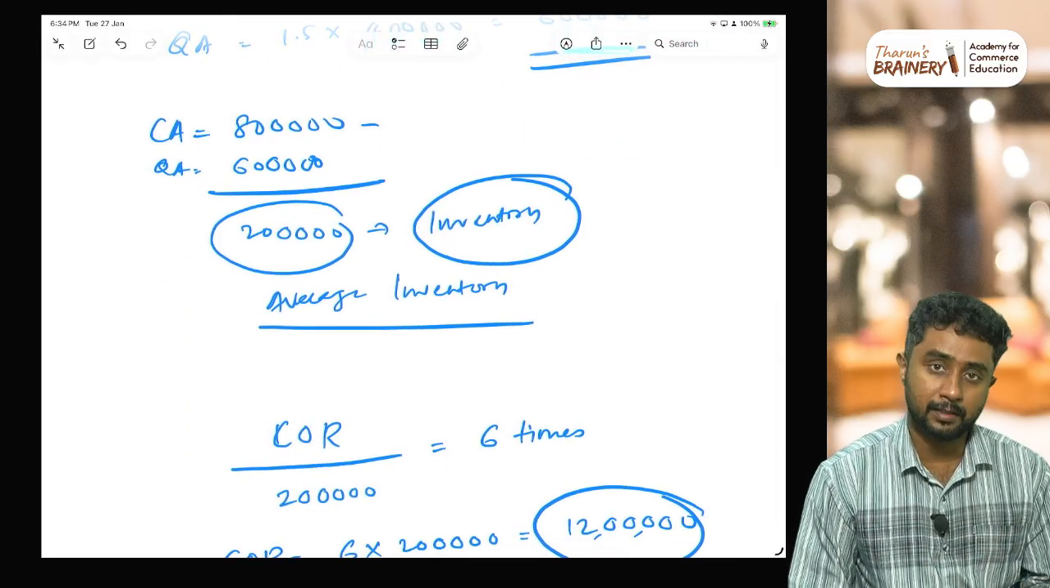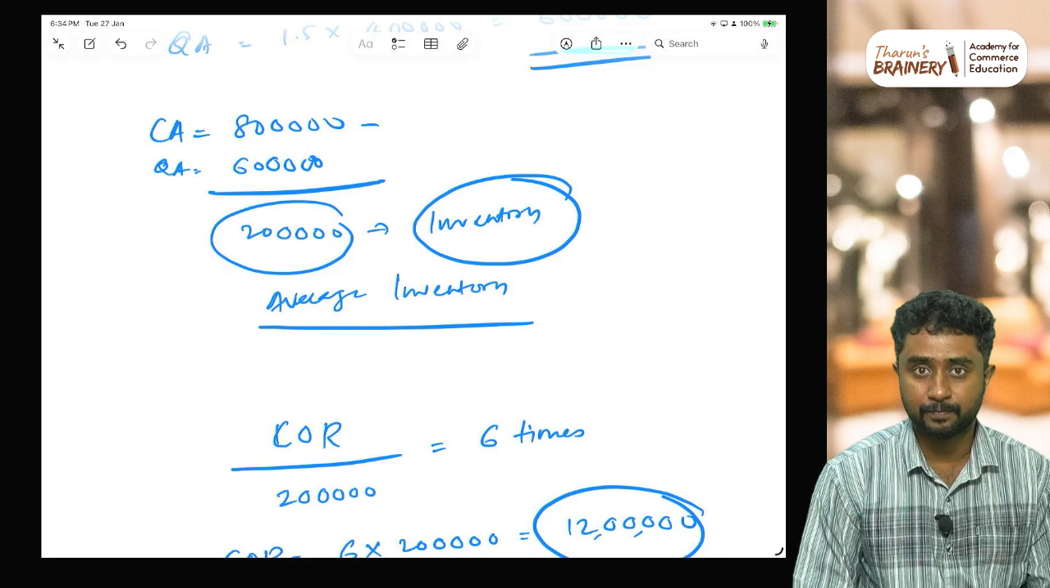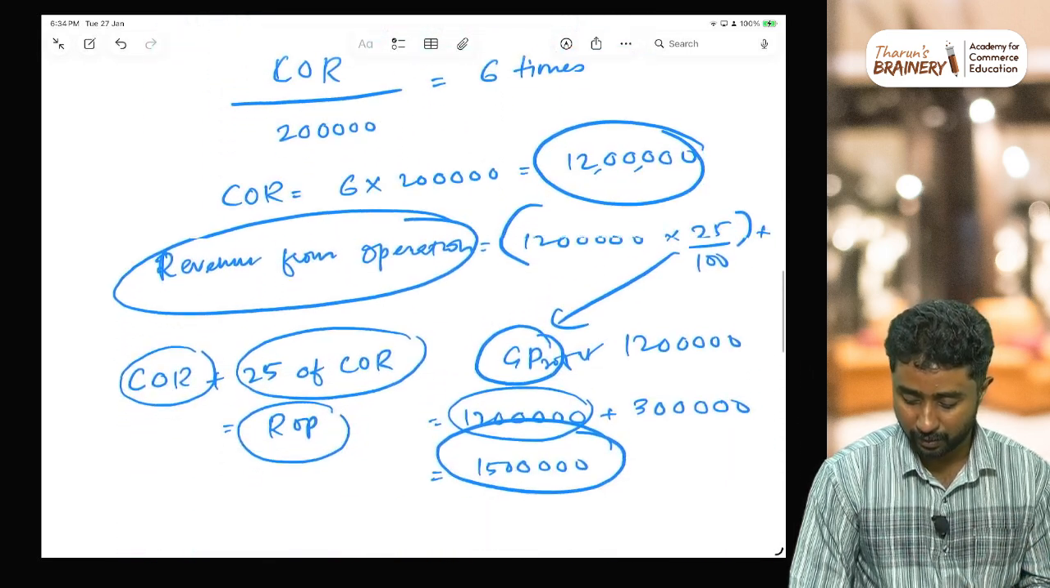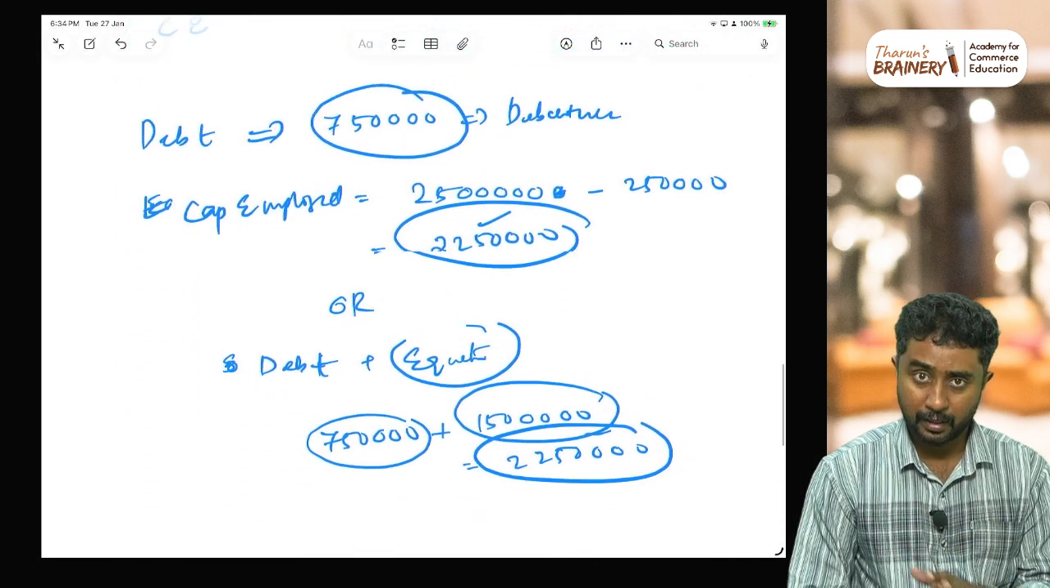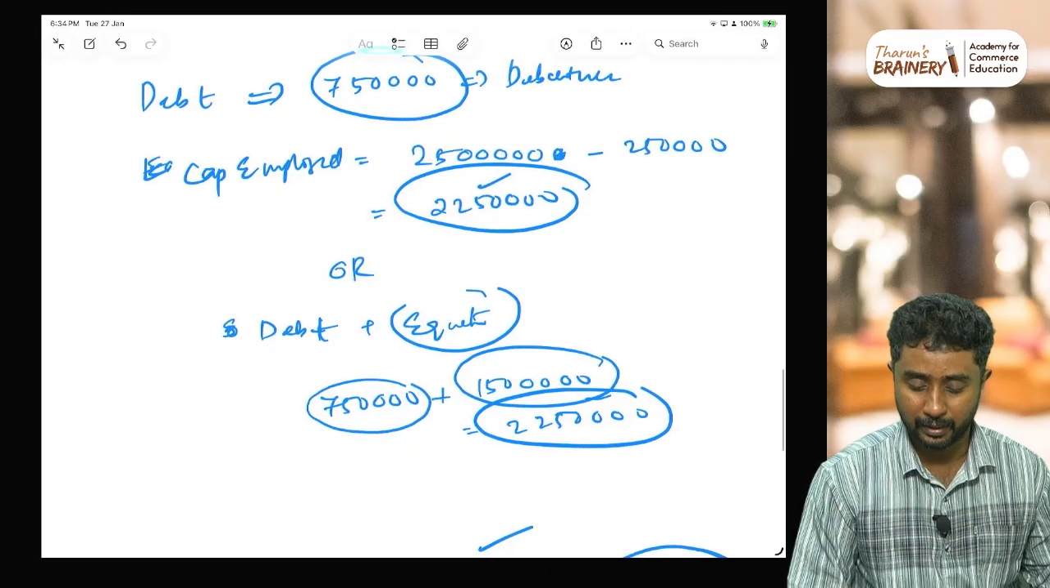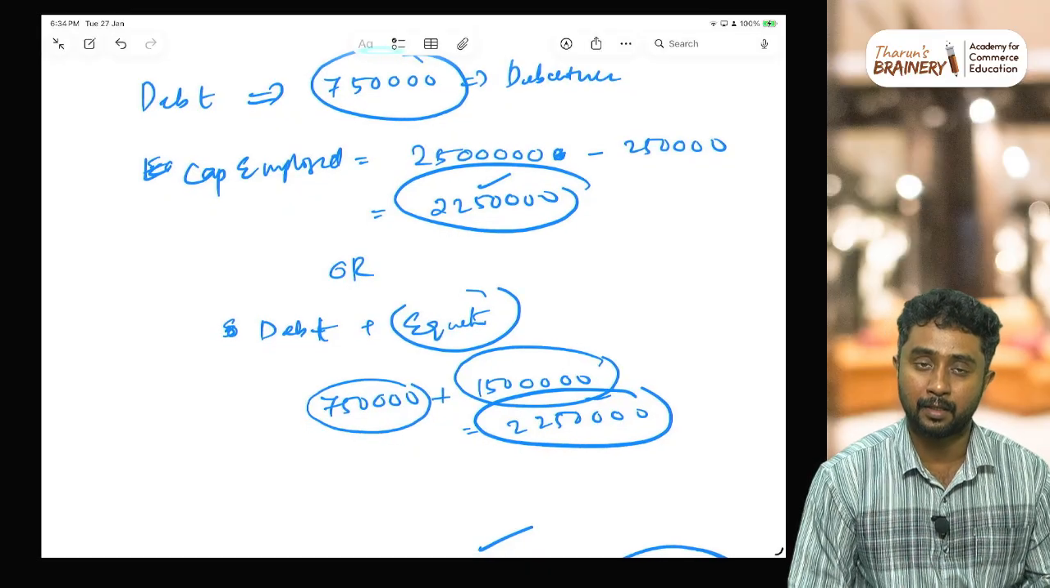So this kind of question should be approached in that manner only. No need to get scared of any question. You just have to approach the question in a very positive, logical manner. You have to apply some logic while solving the questions.